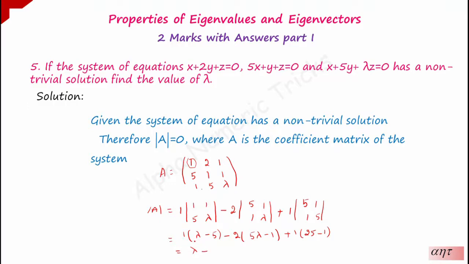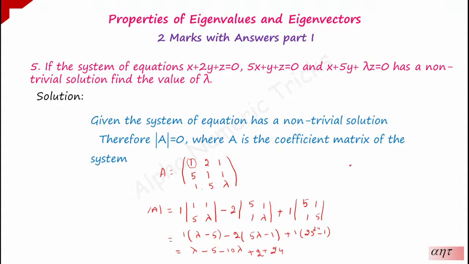Then minus 2 is taken inside. Minus 2 into 5 lambda is minus 10 lambda. Minus 2 into minus 1 you have is plus 2. Plus 25 minus 1 is 24. Write it, 2 is multiplied with minus 1, so you have plus 2. That is the determinant A.